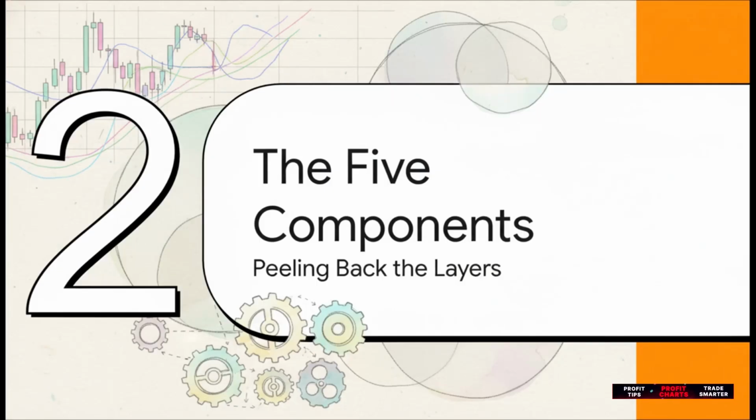So, how in the world does it do all that? Well, it all comes down to 5 key components that work together like a well-oiled machine. Understanding each one is the key to unlocking the whole system. So let's peel back the layers one by one.